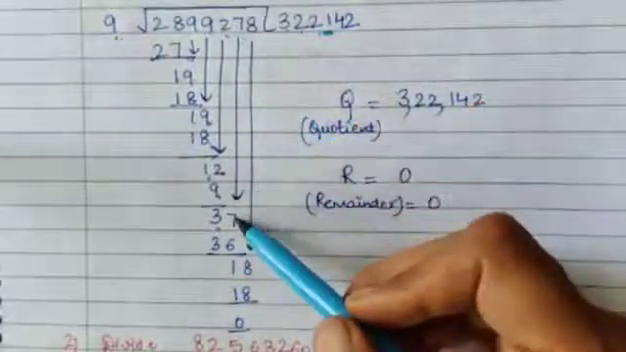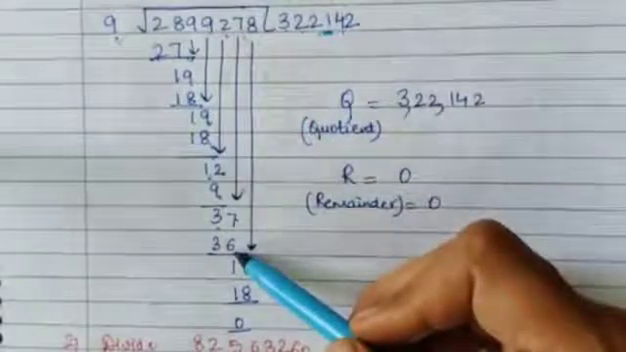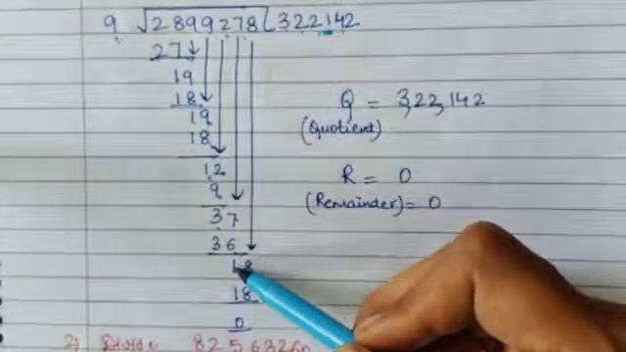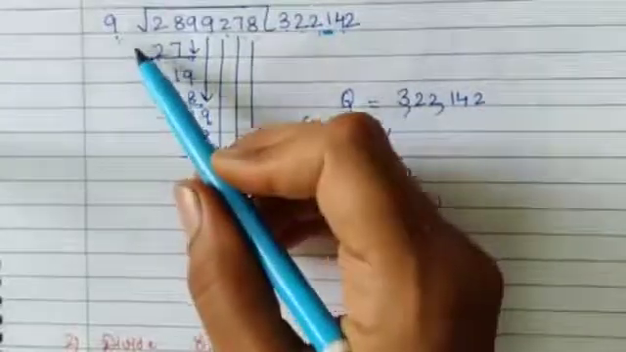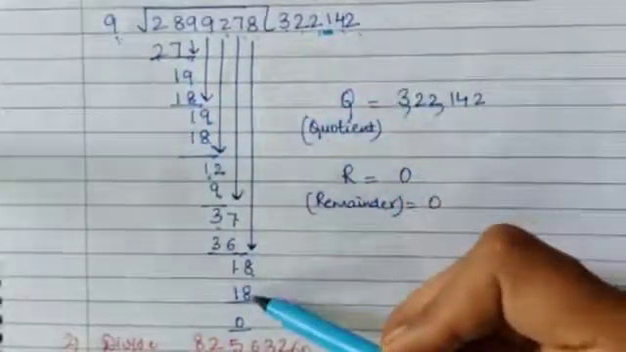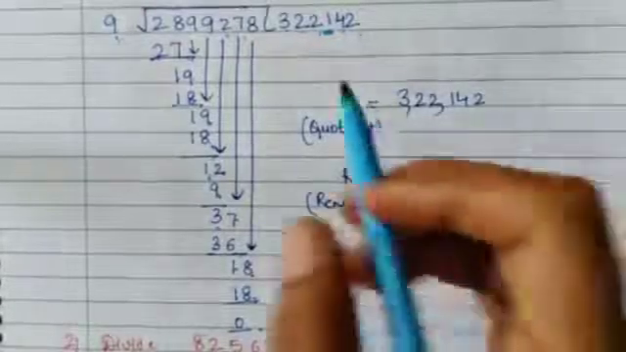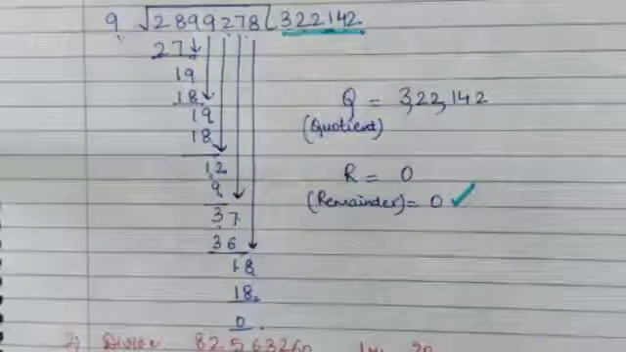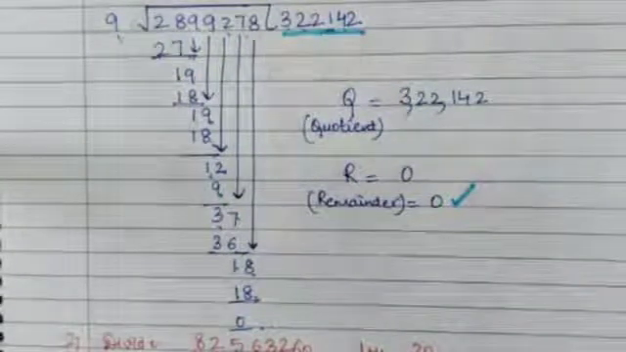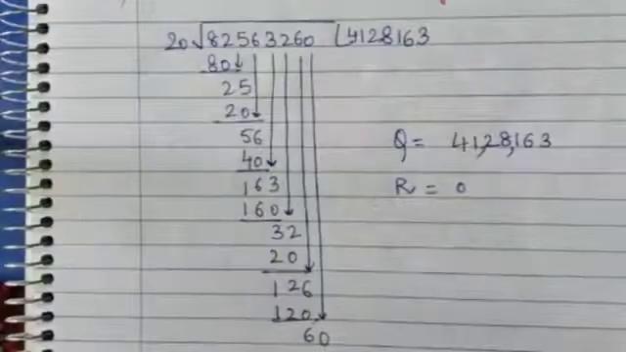Then 7 comes down. 9 into 4, 36. Again 1 comes. Now 18 will come down. So 9 into 2 is 18. So the remainder we get is 0. And what is the quotient here? 3,22,142. Clear?